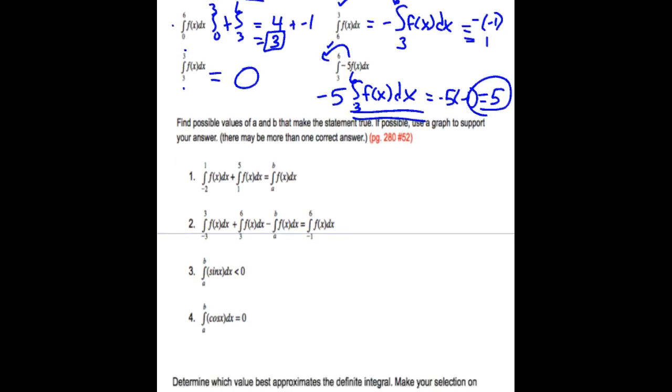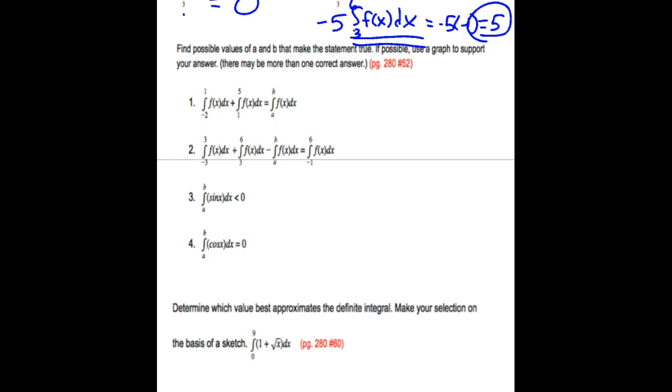I'm not going to do all of these, but this is number 52 in your book, and it says to find the values of A and B to make this a true statement. If possible, you could use a graph if you needed to. Well, look what I've got going here. I'm hopping from negative 2 to 1 and then from 1 to 5. So really what I've done is traveled from negative 2 to 5. So A would be negative 2 and B would be 5. We're just skipping the middleman on that one.